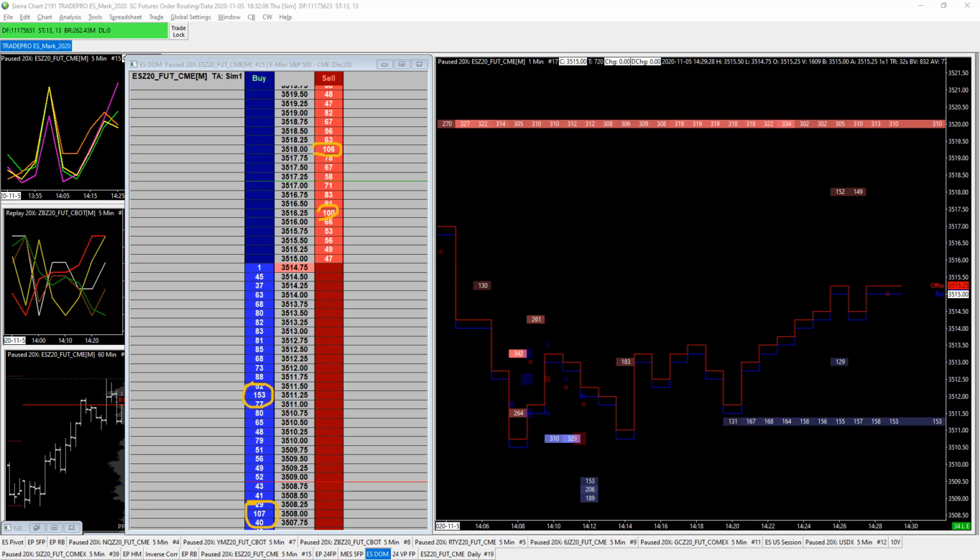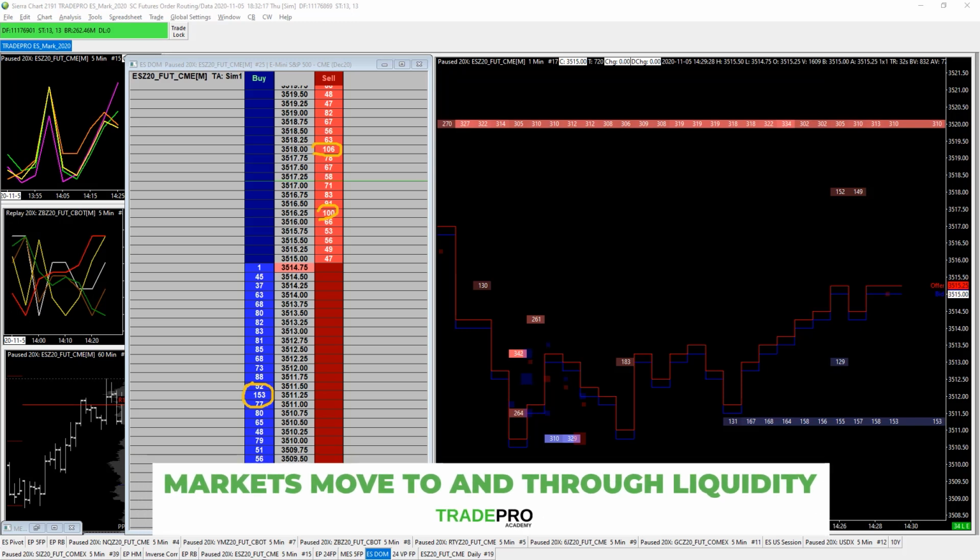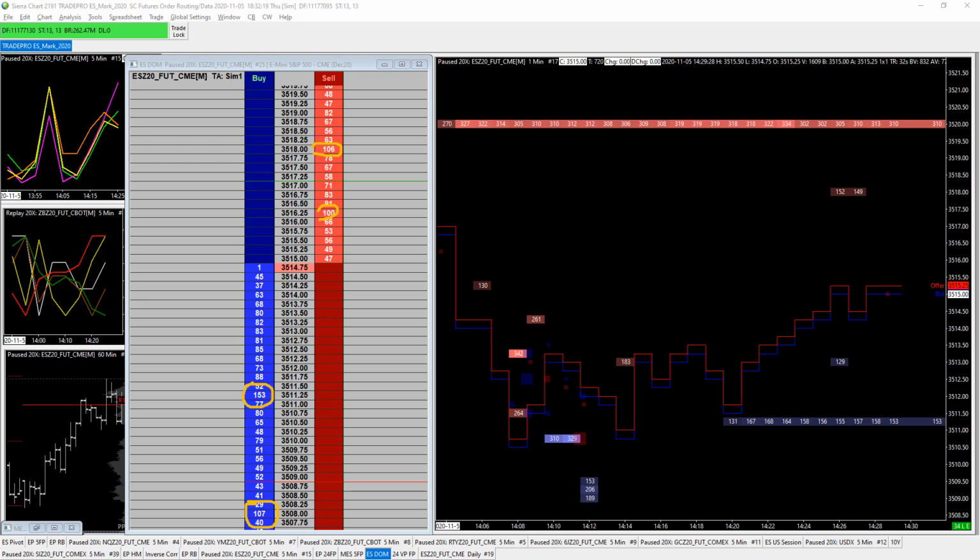These levels become key areas of interest for us as traders because, like we said, markets move to and through liquidity. So we like to look for levels that have higher than average inventory, and that is effectively what gets displayed on our heat map. You'll see here on the heat map at this moment in time that there are 310 contracts sitting at the 35.20 level, and the largest level of bids are those 153 contracts sitting at those 35.11 quarters.